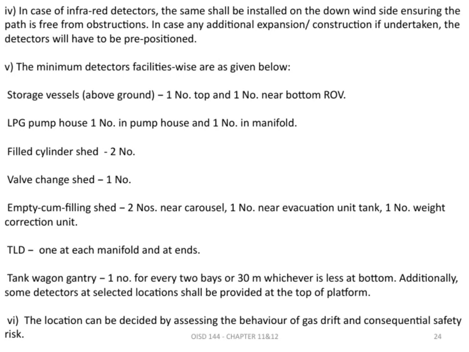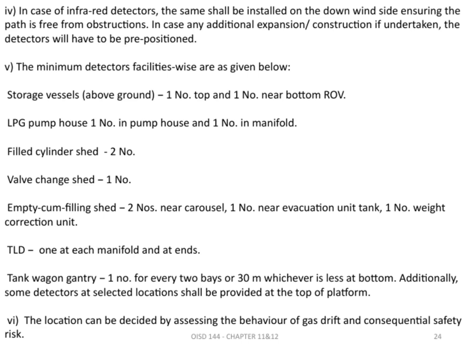Now, moving on to the specifics of infrared detectors as outlined in OISD 144, Chapter 11 and 12. It's important to install these detectors on the downwind side of the installation. This ensures that if there's any gas release, the detectors are positioned to effectively sense the gas as it drifts downwind. Additionally, the path must be clear of obstructions to maintain unobstructed gas detection. If any expansion or new construction occurs later, the detectors should be pre-positioned accordingly to maintain safety coverage.